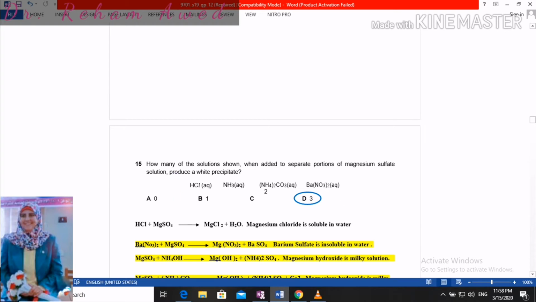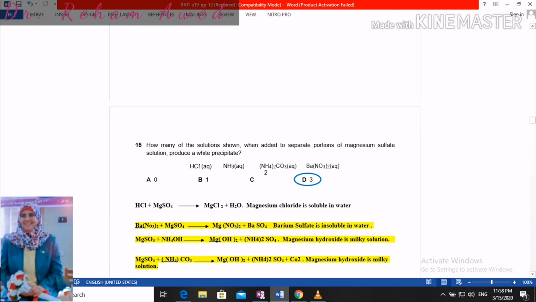Question number 15. How many of the following solutions, when added to separate portions of magnesium sulfate solution, produce a white precipitate? We have different choices. At first, hydrochloric acid. Hydrochloric acid reacting with magnesium sulfate will form magnesium chloride plus sulfuric acid. Magnesium chloride is soluble in water. Second one, barium nitrate plus magnesium sulfate.